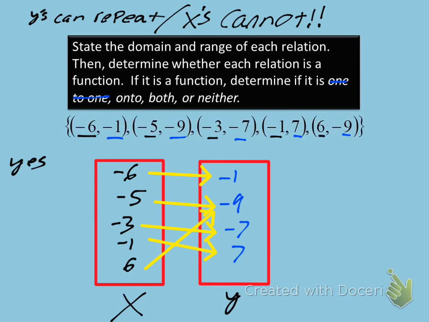Alright? Now, is it onto? Yeah. Okay? Onto is that every y has an x. Okay? Doesn't matter if one y could have all, like you could have 5 x's and 1 y. And that'd be okay. Okay? Onto just means that every y has an x. Okay? So yes, this is a function. And it is onto.